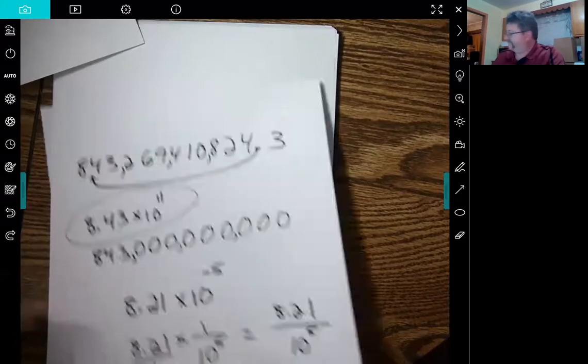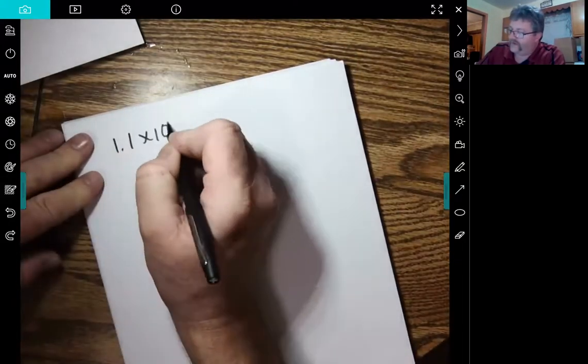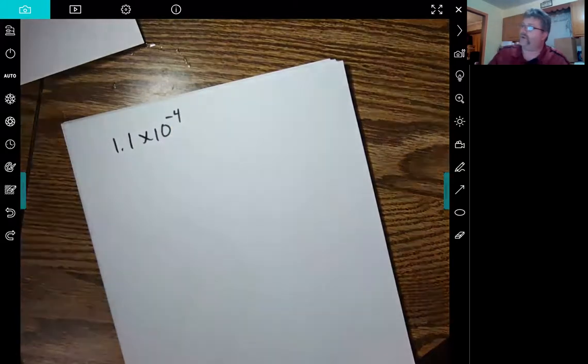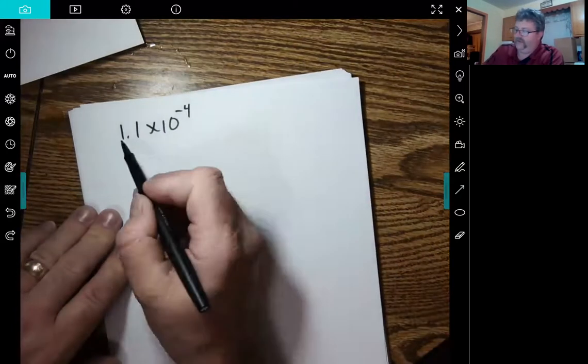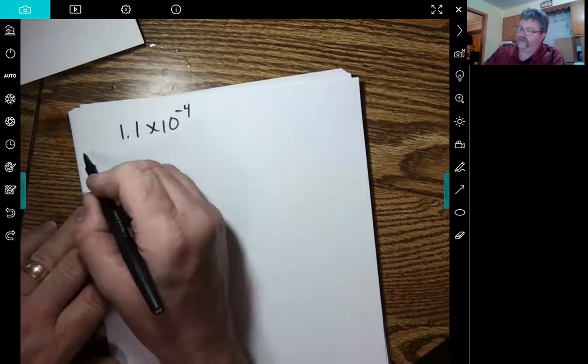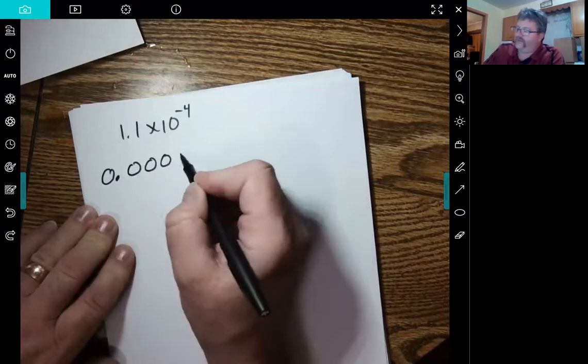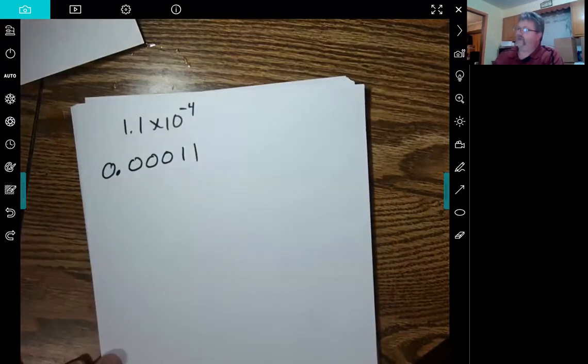Okay, so let's give ourselves another one here. What if we have 1.1 times 10 to the -4th power and we want to go into standard notation? I'm going to move that decimal 4 places to the left. So 1 place gets me there. I need 3 leading zeros. So my decimal point, 3 leading zeros, and then a 1, 1. That's the same thing as this.